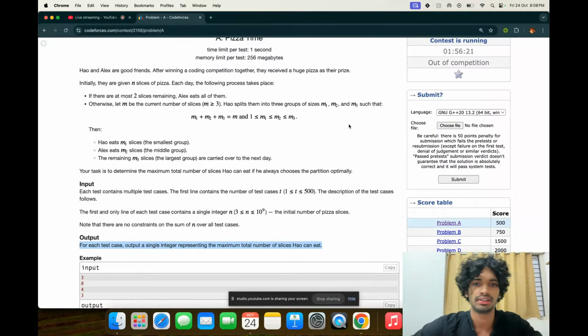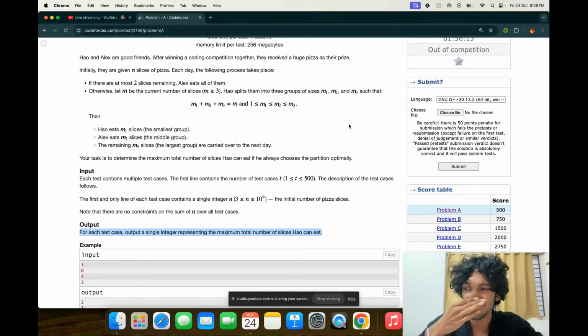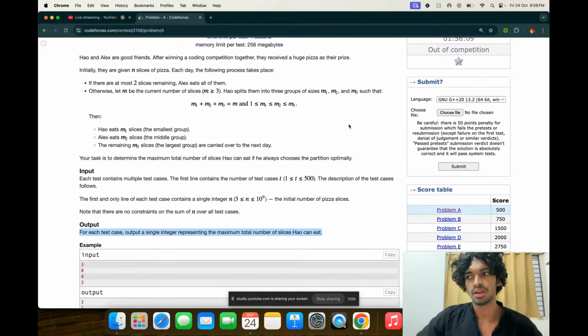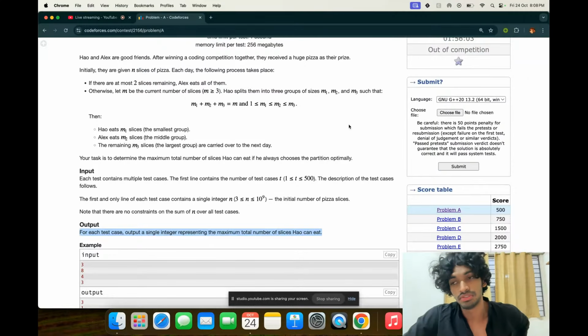if it is odd, it is floor. If it is even, it's minus 2. If it is even at the last, you will be left with 2, and those 2 will be gone. N minus 2 by 2. Okay. If it is odd, this will work still.